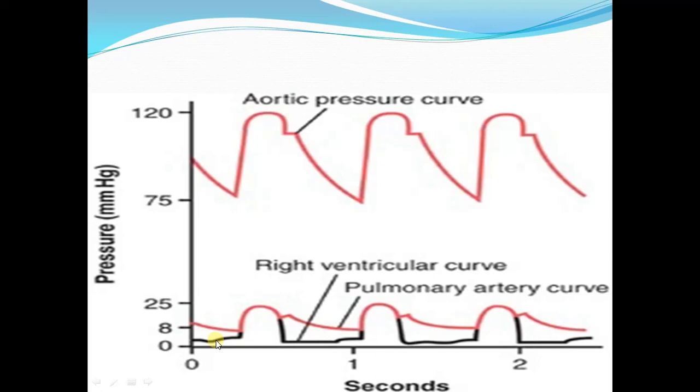Again, I am repeating that in the right ventricle, the systolic blood pressure is 25. It's almost the same as the systolic blood pressure in the pulmonary artery. While diastolic blood pressure in the right ventricle ranges from 0 to 1 millimeter of mercury. And you can see a high pressure in the aorta, which is part of systemic circulation, 120 and 80 millimeter of mercury.